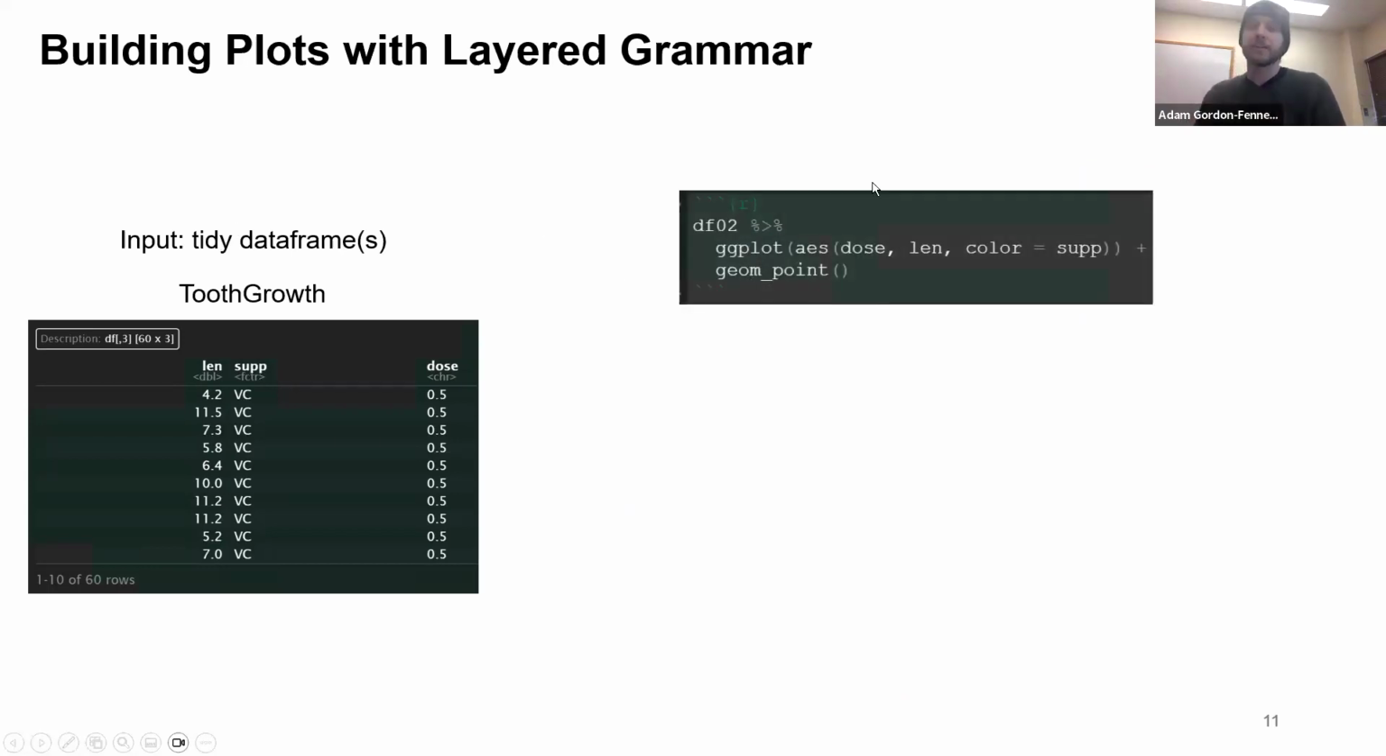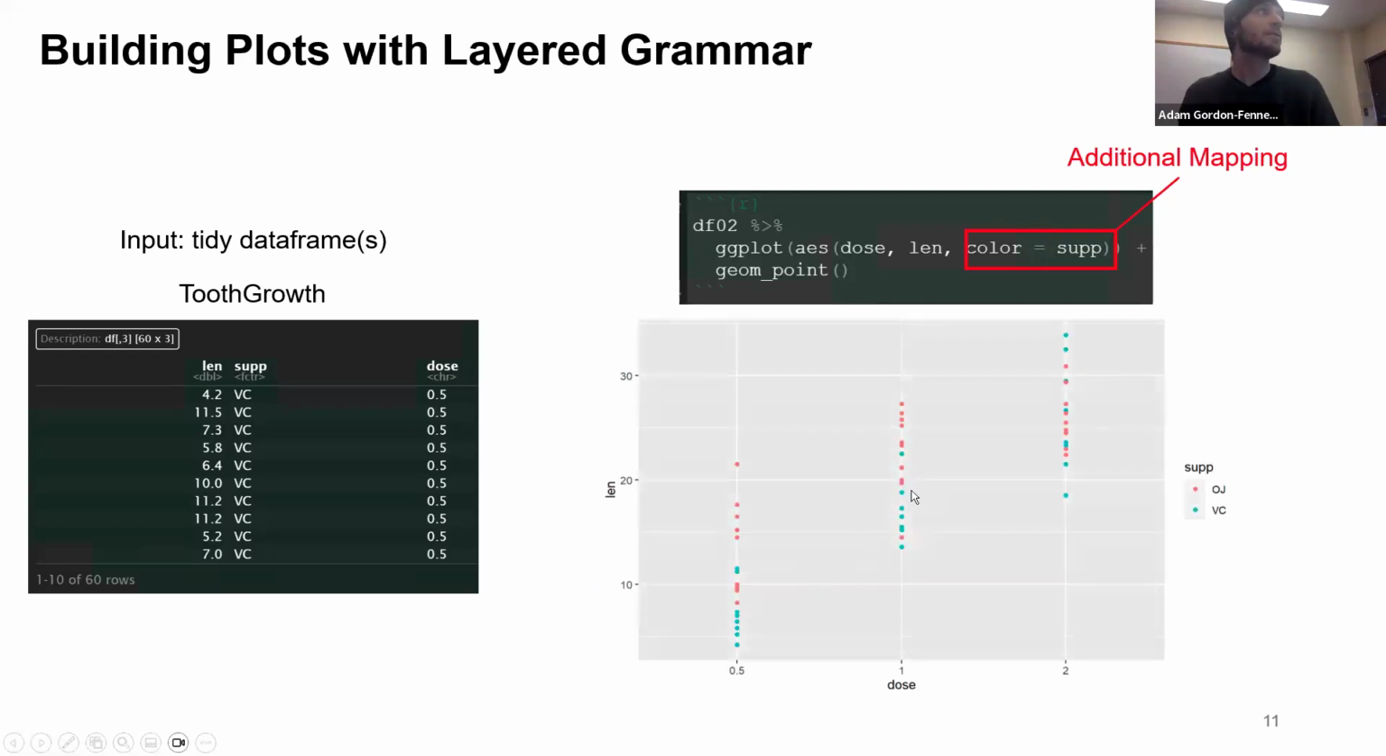You can add additional mapping from there by just adding it to the starting position that we had. In this case, we can map on something like color, which now takes those points and colors them based on this other variable in our data frame.